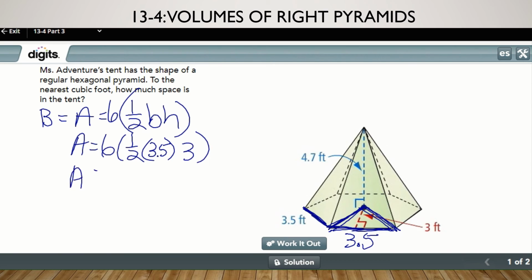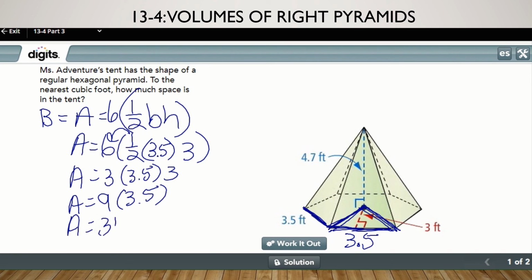Now I'm going to go ahead and multiply all of that information. It doesn't matter how you multiply it. I'm going to get 1/2 of 6, which is 3, and then 3 5/10 times 3. Now I'm going to do 3 times 3, which is equal to 9, and then 9 times 3 5/10 would equal 31 5/10. And don't forget your units, that will be feet squared. So the area of the base, or the area of that hexagon, is 31 5/10 feet squared.